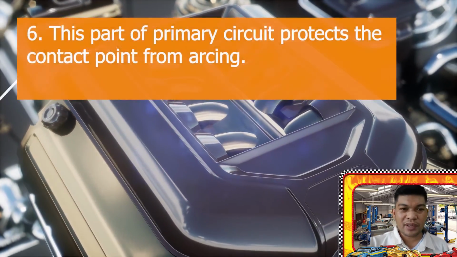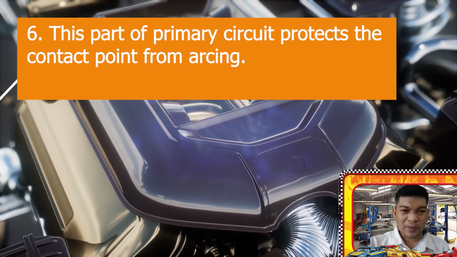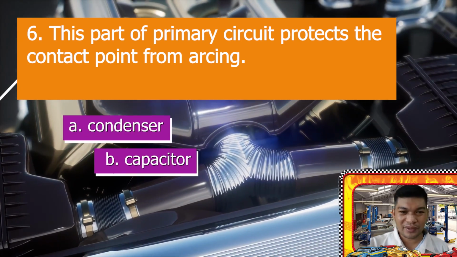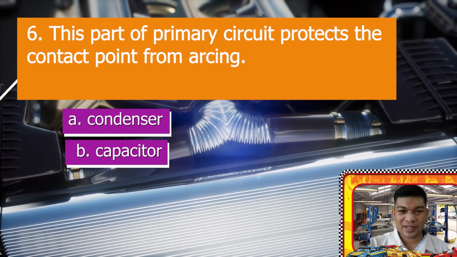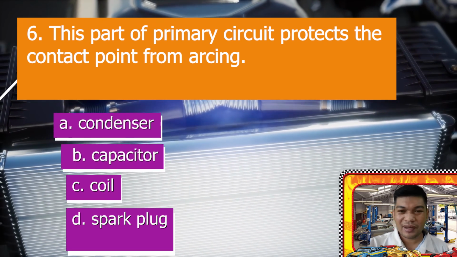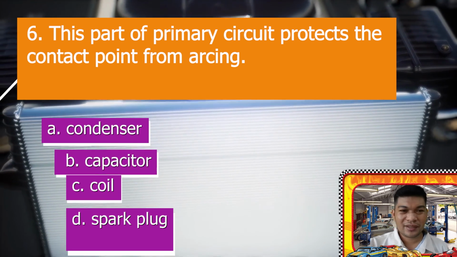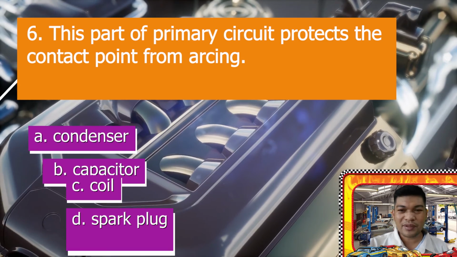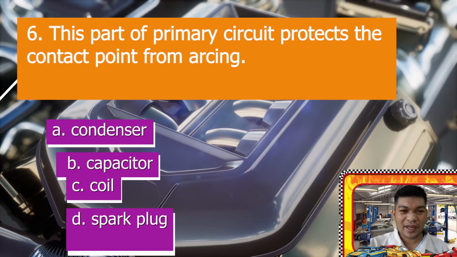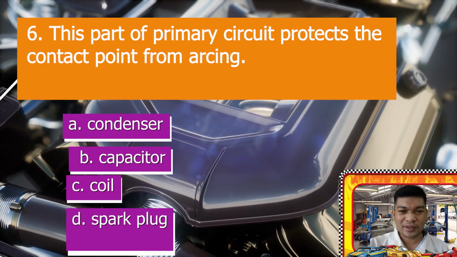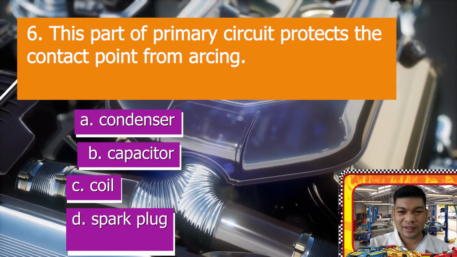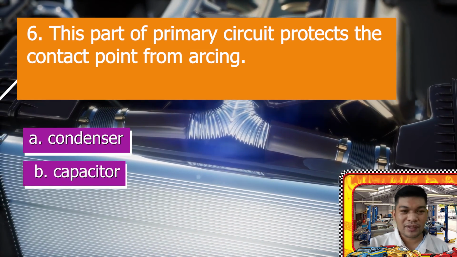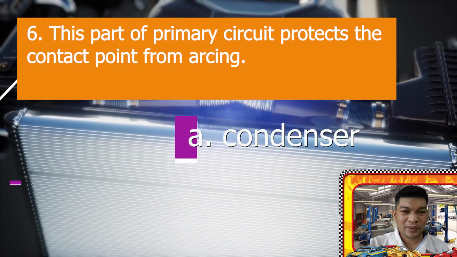Let us proceed to number 6. This part of the primary circuit protects the contact point from arcing. Letter A, condenser. Letter B, capacitor. Letter C, coil. Letter D, spark plug. What is the right answer? Very good. The answer is letter A, condenser.